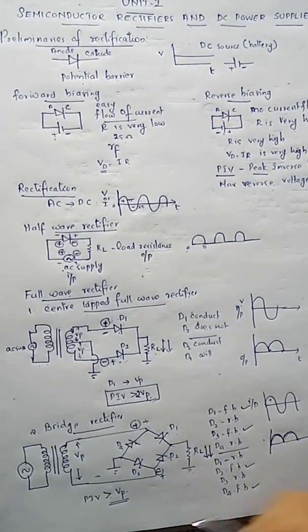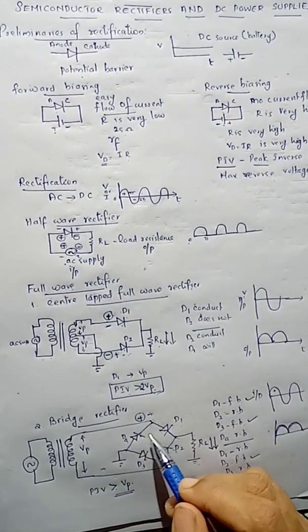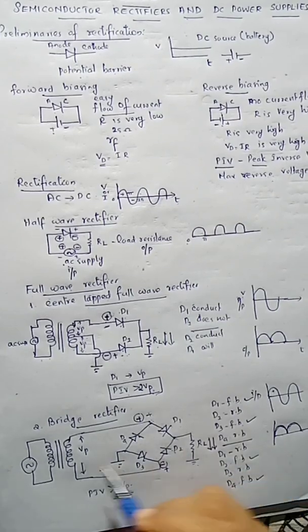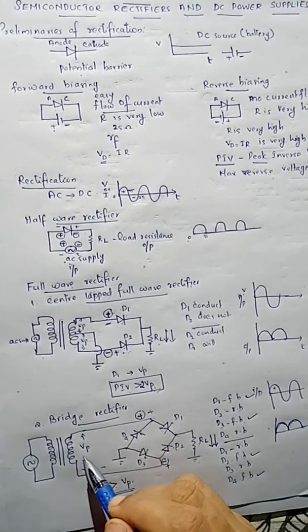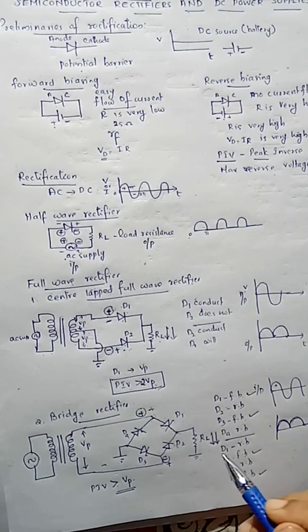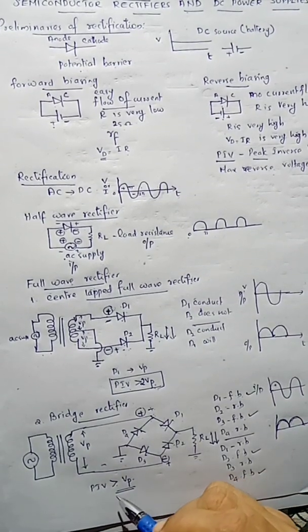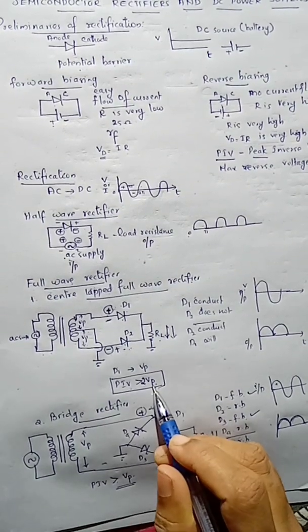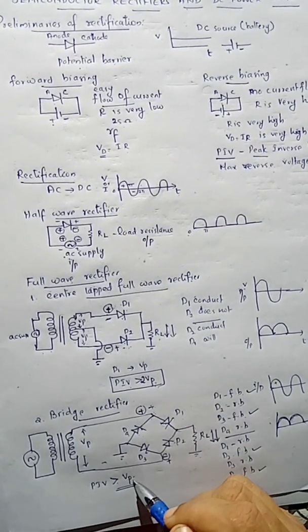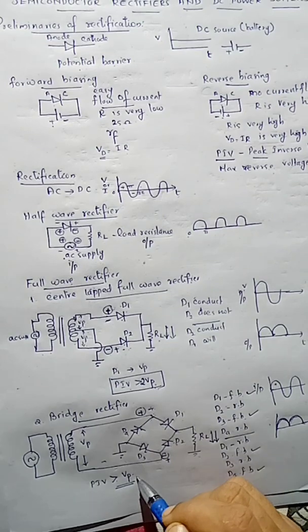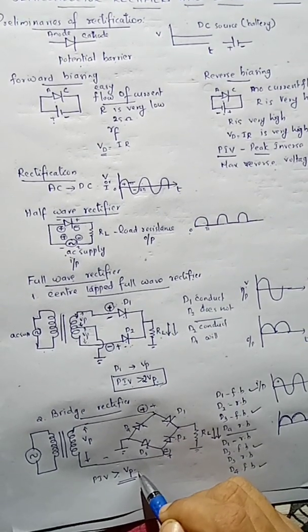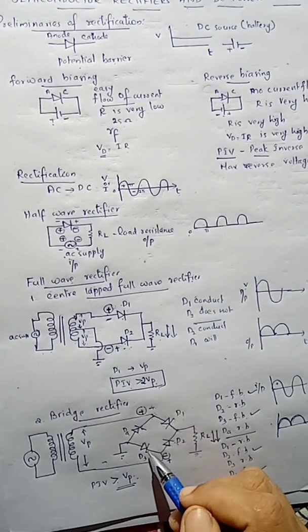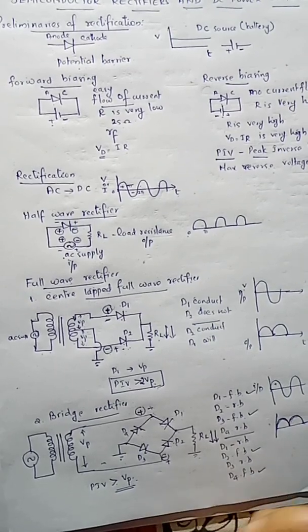Now the advantage of this circuit is that it uses 4 diodes, and we do not need a center tap transformer. You can use a common transformer here. Then the peak inverse voltage rating will be low. There it is 2Vp, and here it is Vp. So in the bridge rectifier the rating is low, and we can use low rating diodes compared to the other full wave rectifier.